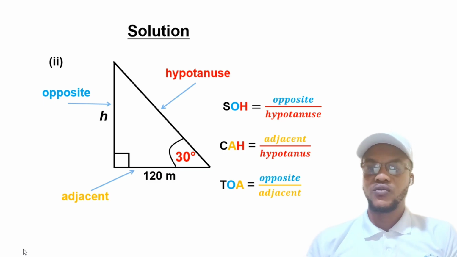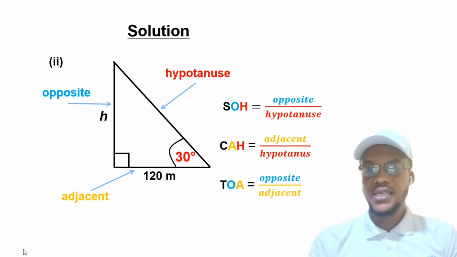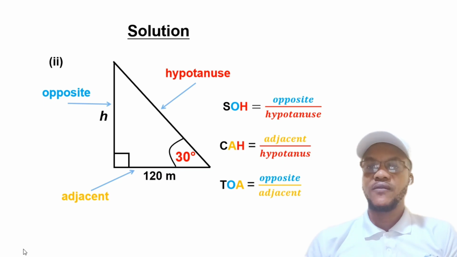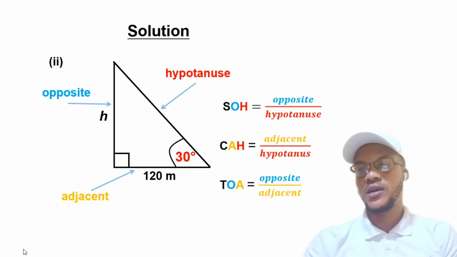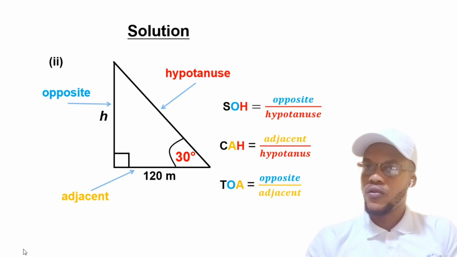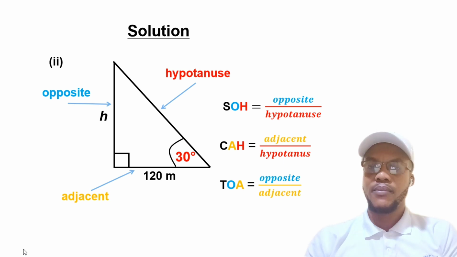Then we look at the last one, TOA, that is TOA. So we use the opposite and the adjacent, because we are looking for H, and then we are also given 120. Why are we using this one? Because of the angle 30 given. If we had been given the hypotenuse, we would not even worry ourselves to use this angle. We can even use the Pythagorean theorem to solve this one. But because we have an angle there, we can also use this principle to solve.